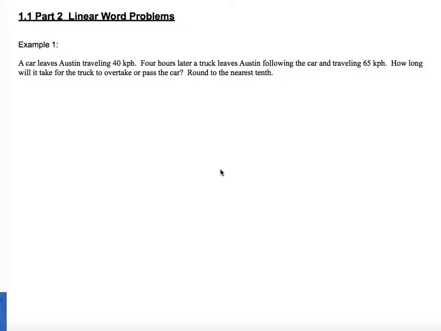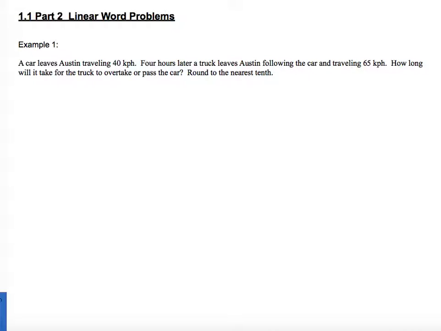So it says, a car leaves Austin traveling 40 kilometers per hour. 4 hours later, a truck leaves Austin following the car and traveling 65 kilometers per hour. How long will it take for the truck to overtake or pass the car?